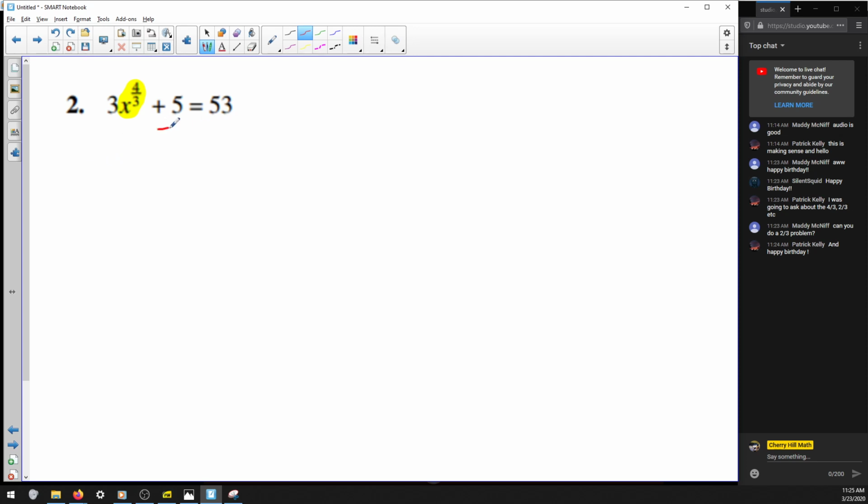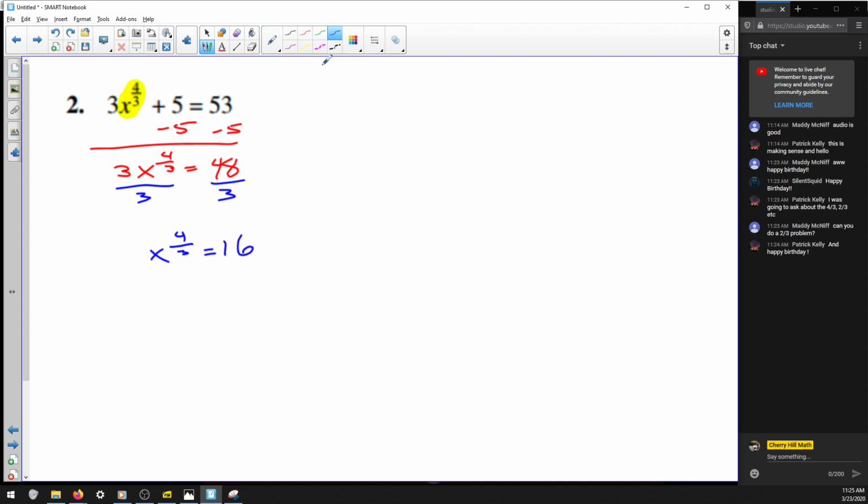Okay, so I'm going to start off by saying -5 on both sides. Okay, and so that leaves me with 3x to the 4/3 equals 48. Okay, and then I'm going to divide away the 3. Right, so I'm going to divide by 3 and divide by 3. So x to the 4/3 is equal to, looks like 16. Okay. Now here's the fun step.